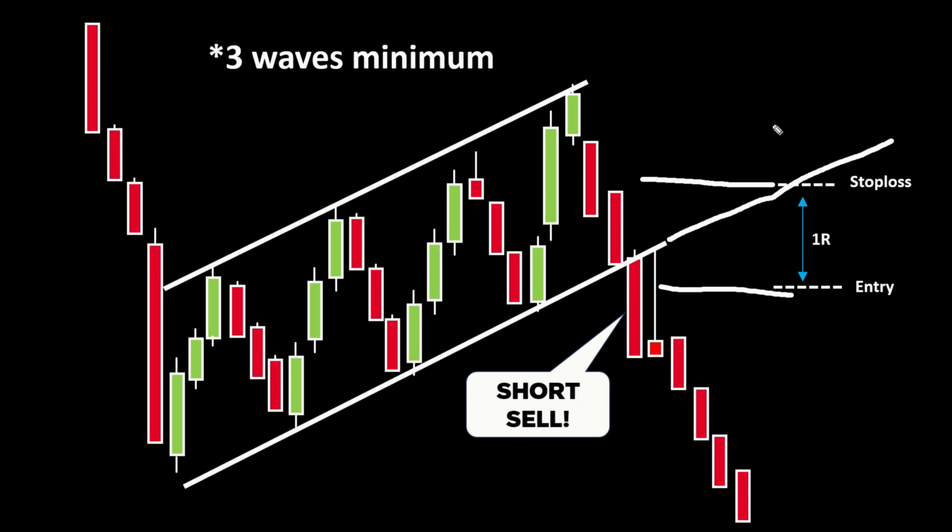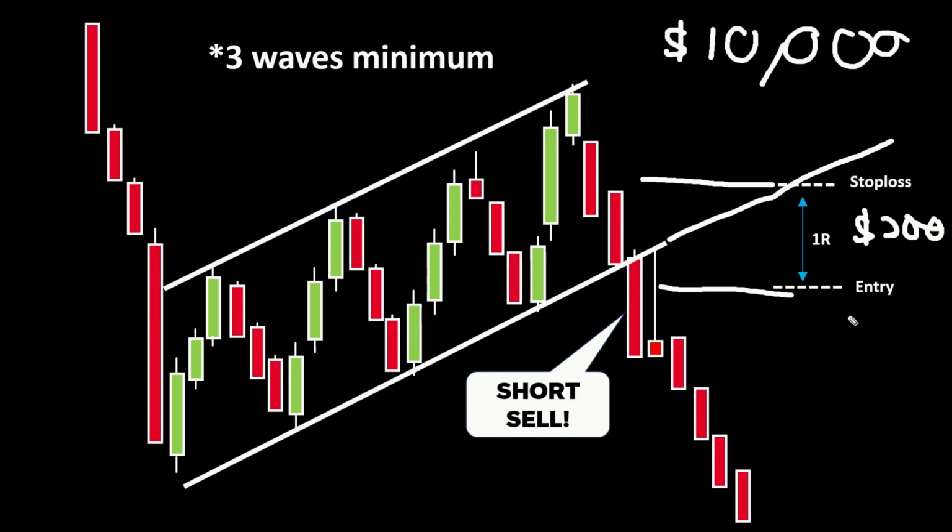So say the account is 10,000 US dollars, right? And probably they want to risk, let's say, 2% of the portfolio, and this is just 200 US dollars, and they're looking to gain twice, which is 400, right? So 1R is the risk, then you get 2R as the profit target projection. So always calculate the risk first before you calculate the profit target.